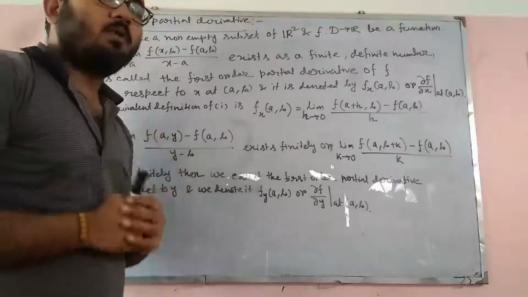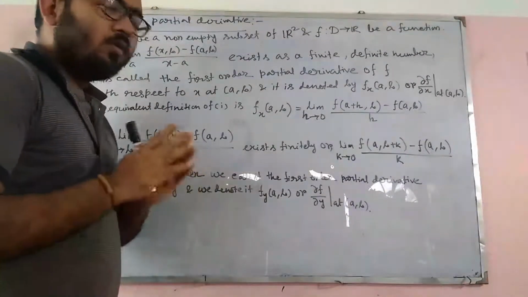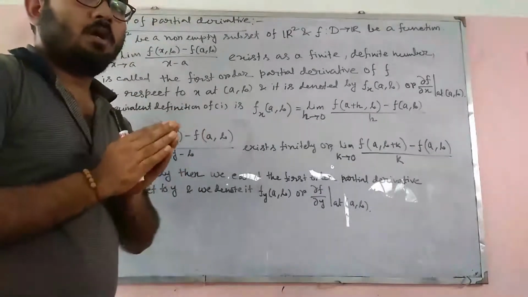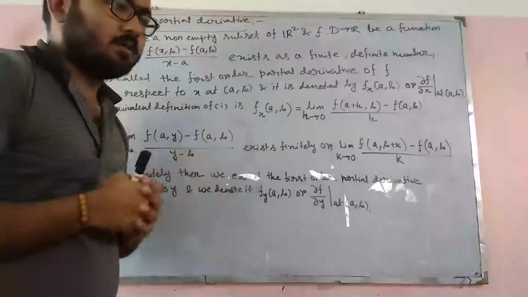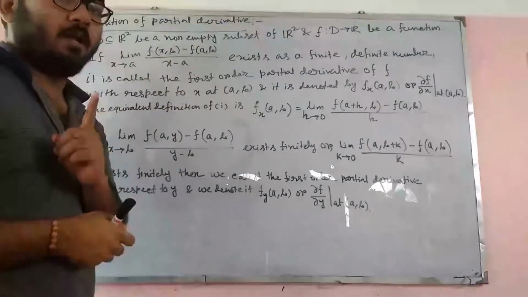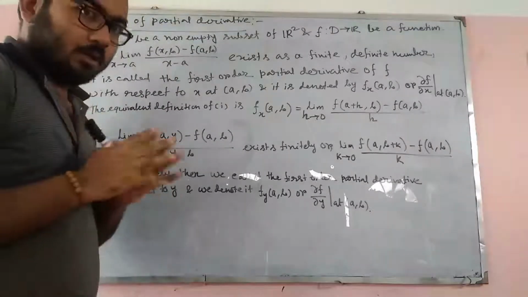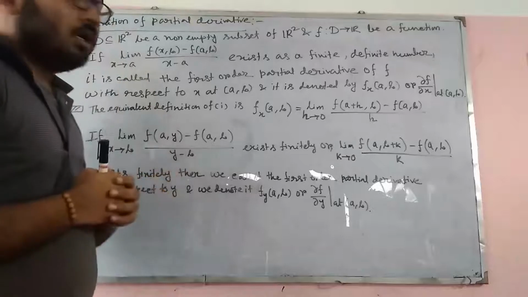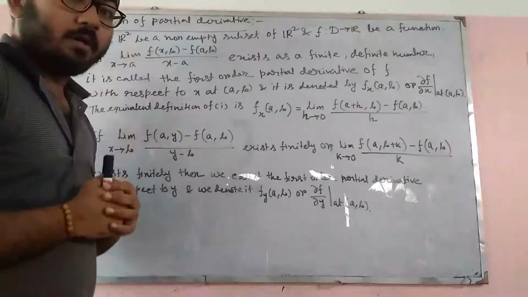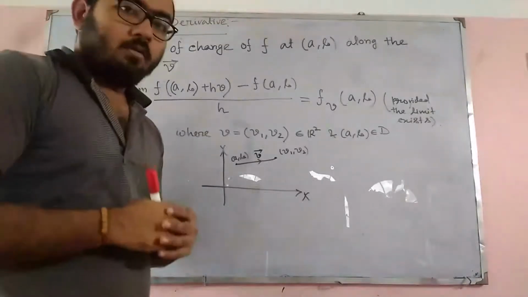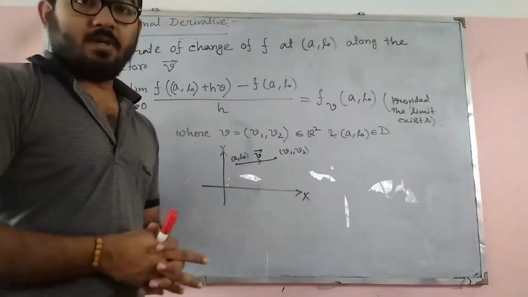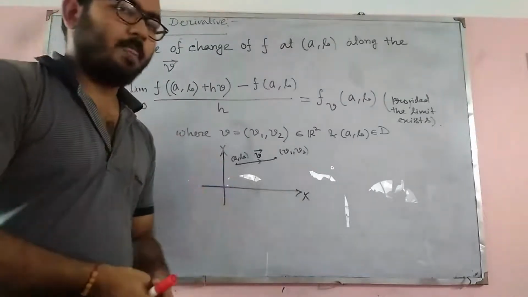Here you have to remember one thing. When we are trying to get partial derivative of a certain multivariate function, then this quantity has to be finite. Otherwise we will say the partial derivative at this point doesn't exist. Now I will give the definition of directional derivative of a multivariate function.